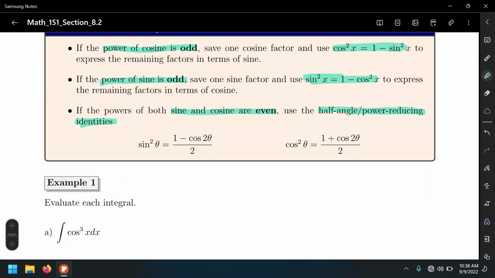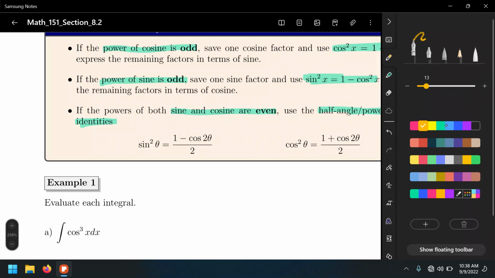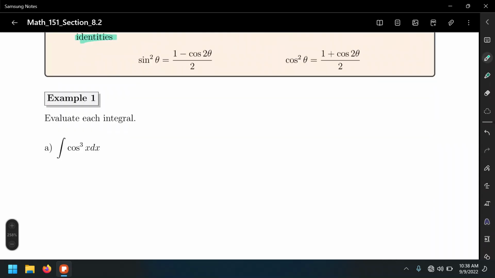So for letter A, we have the integral of cosine cubed of x. If we were to evaluate this integral using the u substitution, u equals cosine x, du equals negative sine x dx, we would be in trouble, because unfortunately we don't have this factor of sine multiplying with the dx, which supplies the du part of the problem. So unfortunately we cannot go this route. We have to think of something else instead.